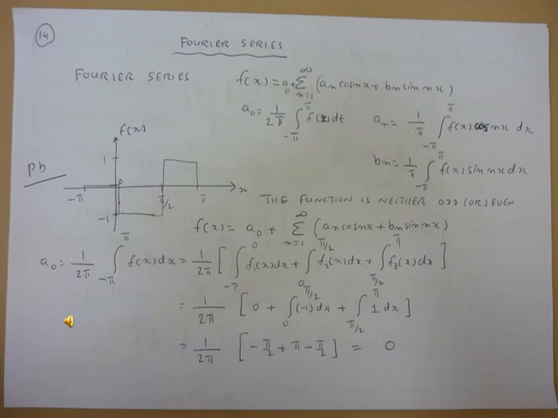In this case, the function given is a square curve. So the f(x) value is a line at minus 1 from 0 to pi by 2, so the value will be minus 1, and from pi by 2 to pi, the value will be 1. So this kind of function is the f(x) value. This Fourier function is neither an odd function nor an even function.